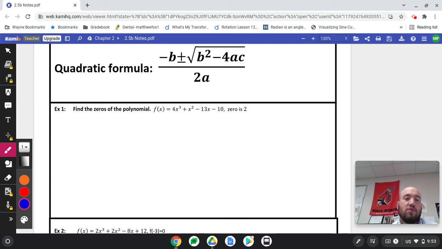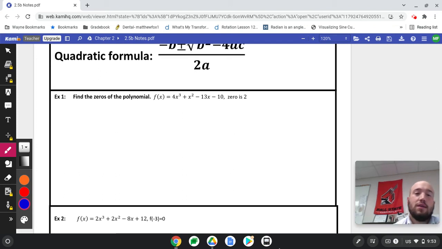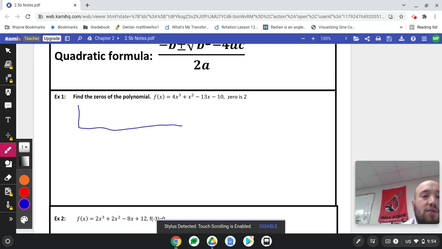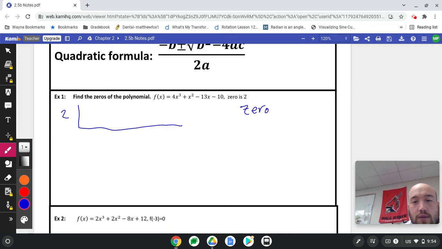So let me show you a couple examples of what I mean. So we start off the same process. Our zero is 2, so we know that zero will go out front. We're going to have 3 numbers because this is degree 3. Okay, I need to put my leading coefficients, so I put 4, 1, negative 13, and negative 10.